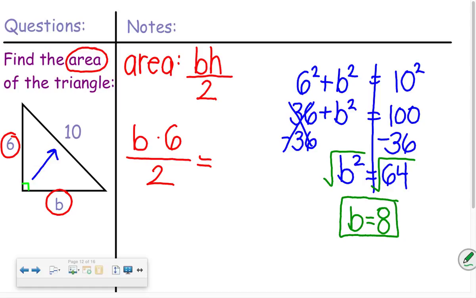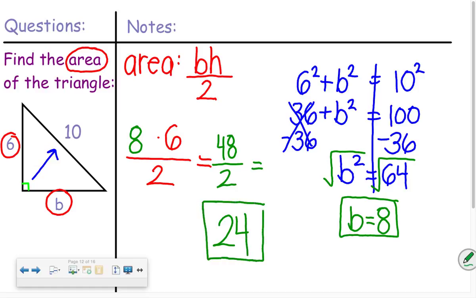All right. So now I'm going to replace b with 8 and simplify. So 6 times 8 is 48. 48 divided by 2 equals 24. That is my answer. So the area of this triangle is 24. So it was a two-step problem. I had to do the Pythagorean theorem first, and then I had to do the area, base times height divided by 2.